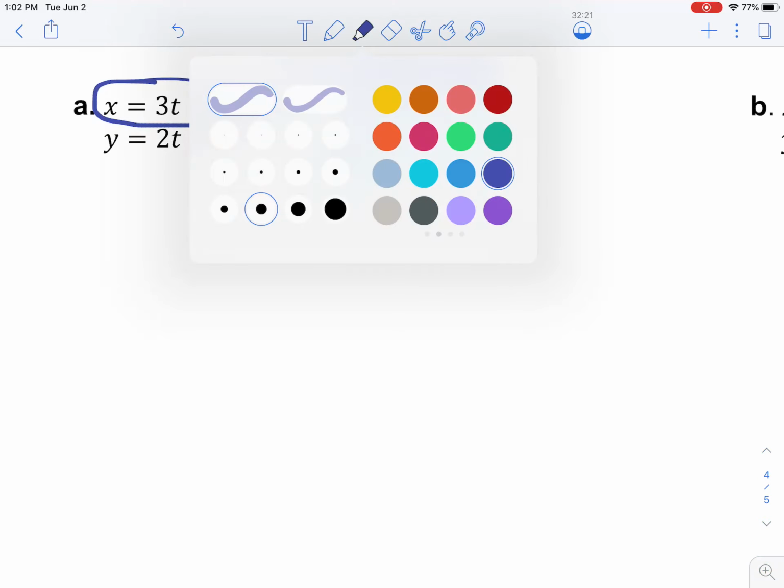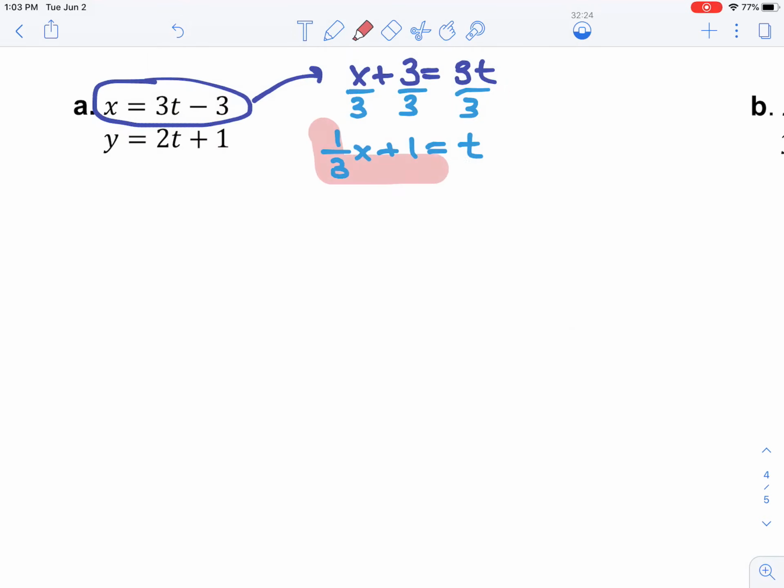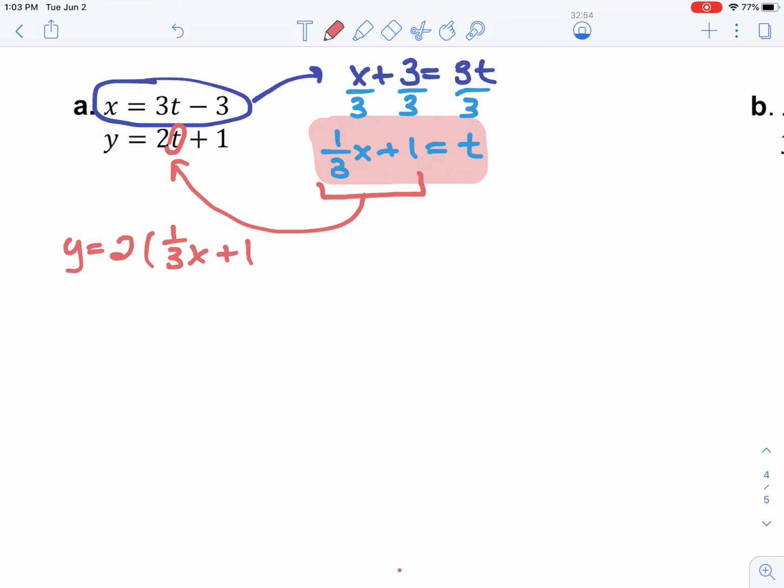So I'm going to rely heavily on the fact that t is equal to 1/3 x plus 1, and I'm going to utilize that in our other equation, y equals 2t plus 1. I'm going to take the fact that t is equal to 1/3 x plus 1 and plug that into my y equals equation for that variable t. So in doing that, I get y equals 2 times 1/3 x plus 1, and then plus 1.